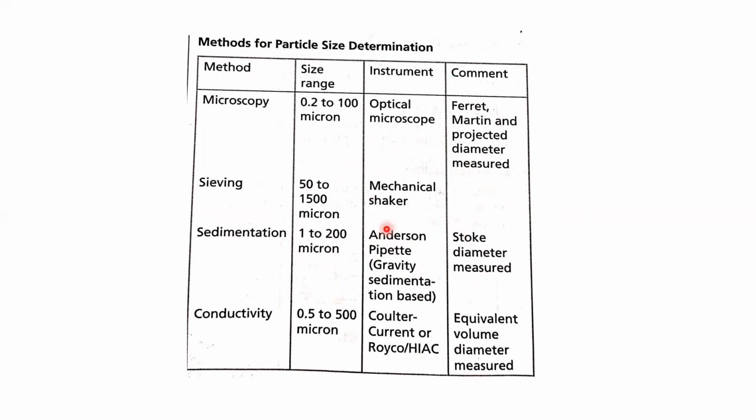It depends upon gravitational force. The particle will fall to the bottom of the Andreasen pipette, depending on gravitational force. Here we can measure the Stokes diameter. Next one is the conductivity method. Here a particle size range of 0.5 to 500 microns can be determined, using a Coulter counter, Royco or HIAC. Here we can determine the equivalent particle volume, and by using that we can measure the particle diameter.